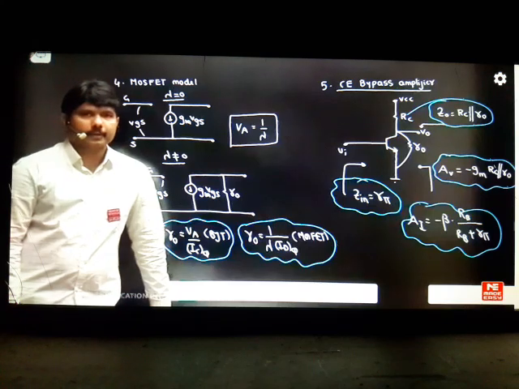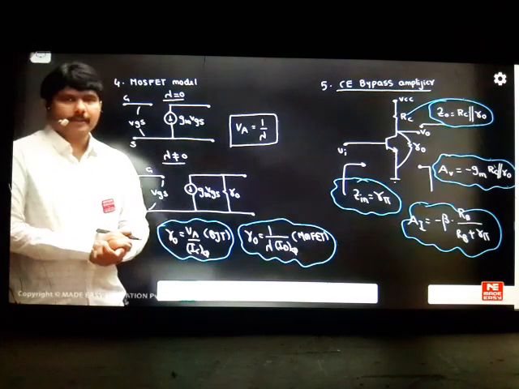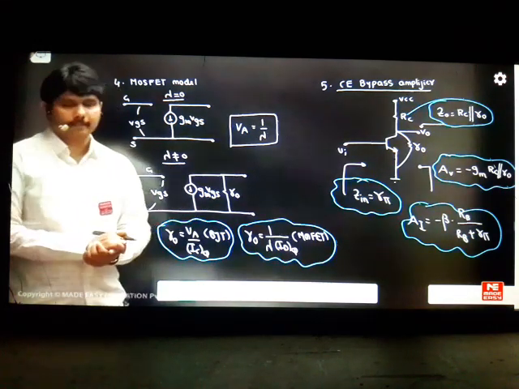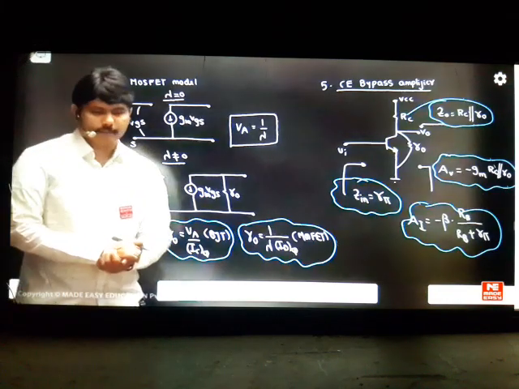The short note should be in your practice. Okay? Hardly 4 points I completed. Input impedance, output impedance. They're all at your fingertips if you can practice like this in analog electronics. So common emitter bypass is completed. Now let us see common source bypass amplifier as the next point.